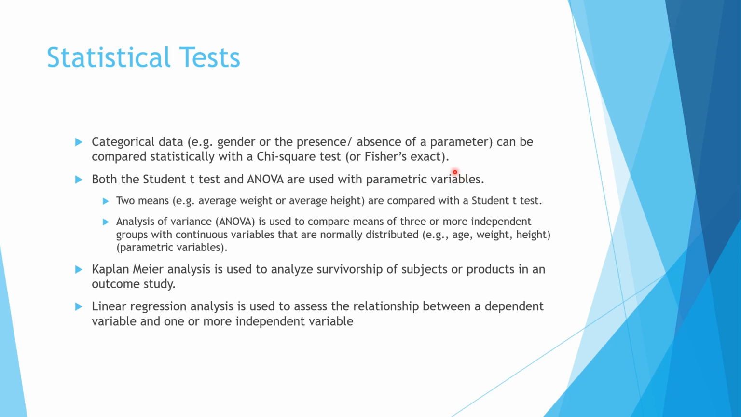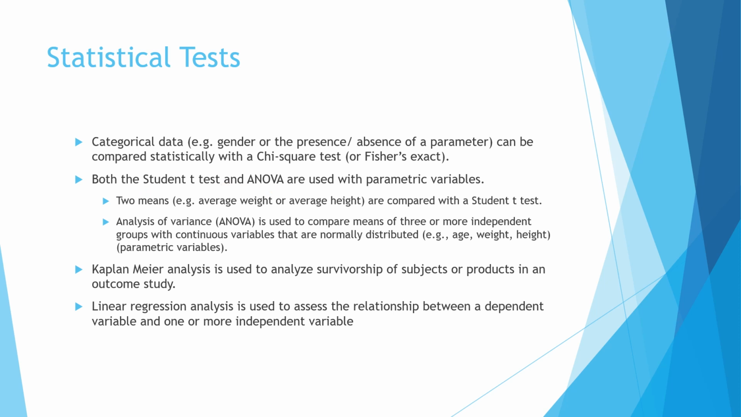For parametric variables, you use either the student t-test or the ANOVA. The student t-test, if you are comparing two means. If you are going to compare more than two, then use the analysis of variance, or the ANOVA. Okay, so categorical data is chi-square unless the sample size is small, then use Fisher exact. Parametric variables like the average height, average weight, all these things, if it's two, you use the student t-test. If it's more, you use the ANOVA.